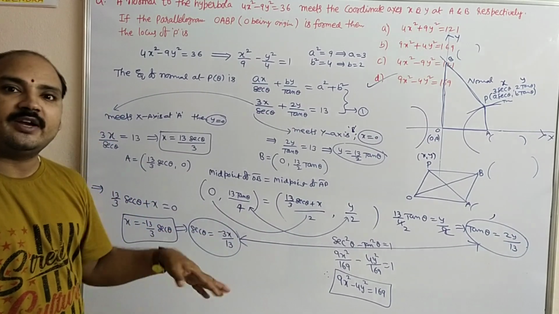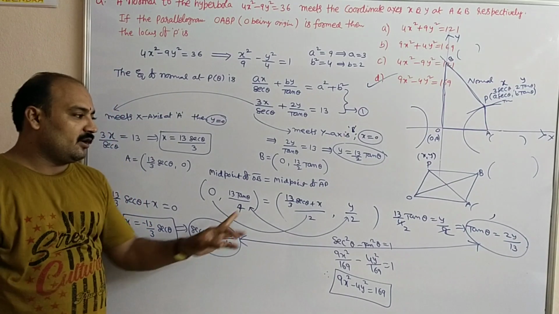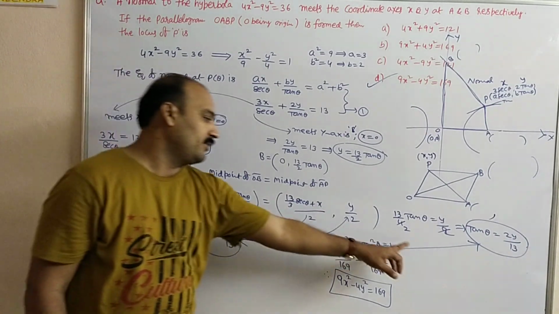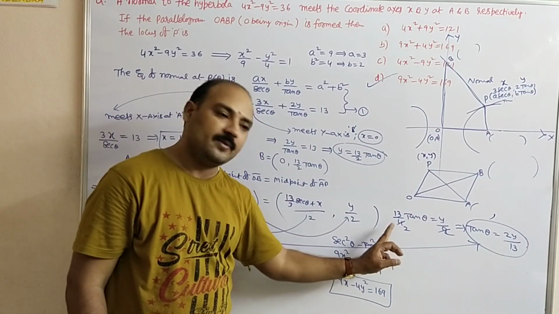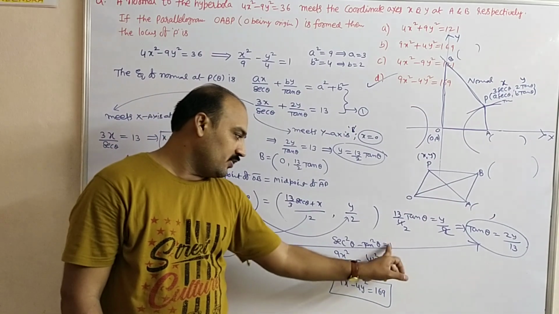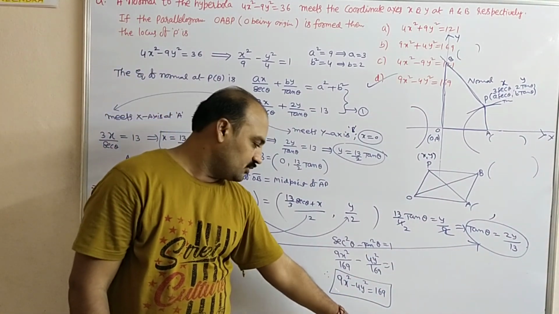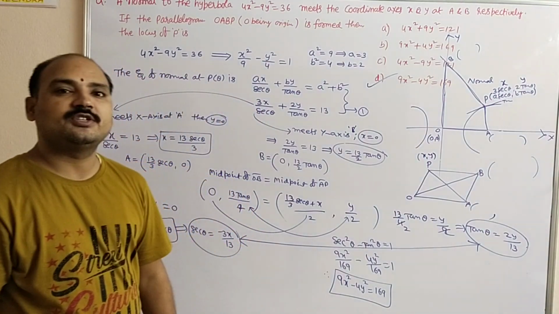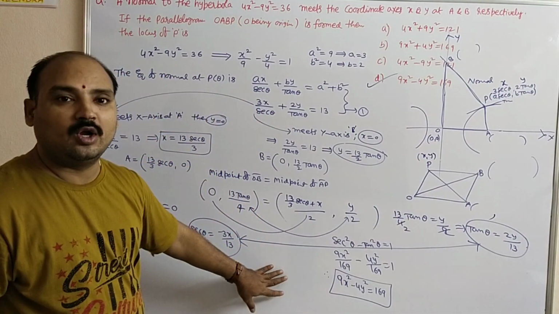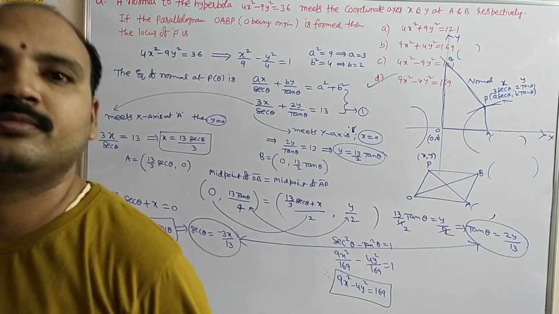Why? Because we know the identity of trigonometry to eliminate the theta values. So secant theta and tan theta we got it. The relation between them is secant square theta minus tan square theta equal to 1. Substitute in this, 9x square by 169 minus 4y square by 169 equal to 1. Take the LCM, 9x square minus 4y square equal to 169, which is the required hyperbola, which is there in the fourth option. We will move to the next one.